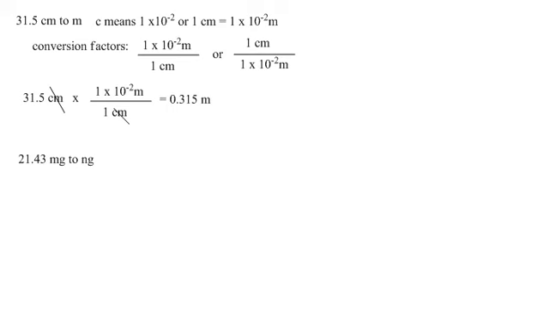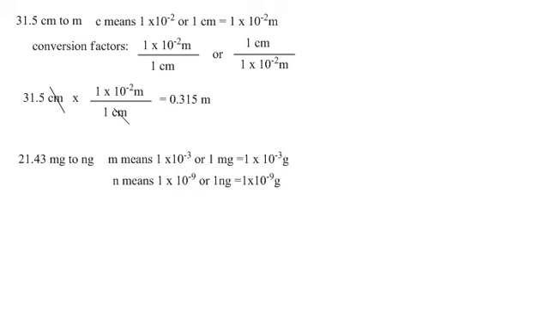So if we write down what our metric prefixes mean again, M, or milli, means 1 times 10 to the negative third, or 1 milligram equals 1 times 10 to the negative third grams. Notice the 1 times 10 to the negative third always goes in front of the parent unit. The 1 times 10 to the negative ninth goes in front of the grams also. So N means 1 times 10 to the negative ninth, or 1 nanogram equals 1 times 10 to the negative ninth grams. So this is actually something we're going to have to do in 2 steps this time.